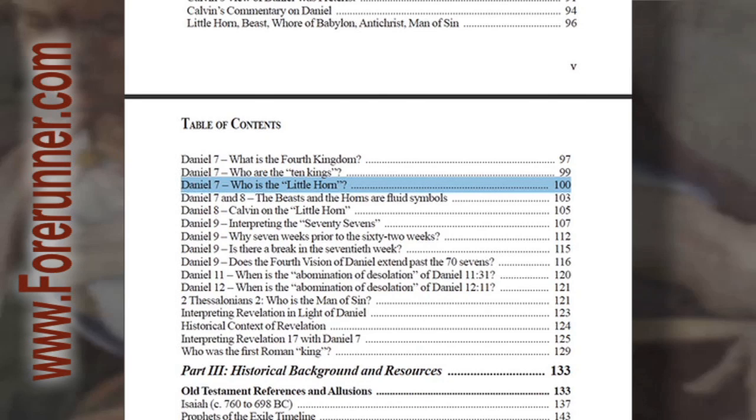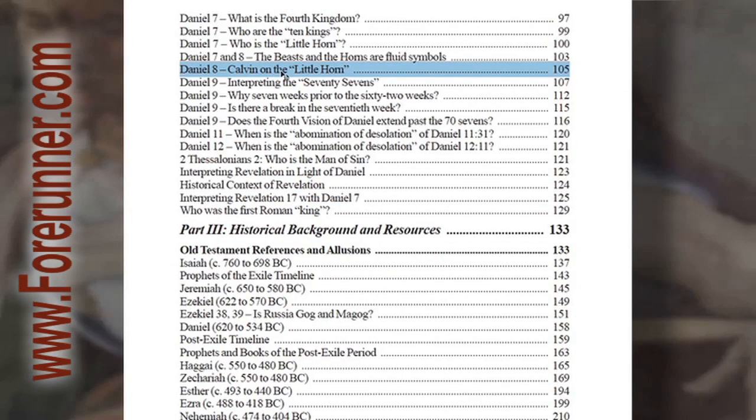And then I describe the reason I hold this view is because the beasts and the horns are fluid symbols throughout the book of Daniel, and also throughout all of prophecy. Beasts can be an individual, but they can also be a kingdom. The same thing with a horn. The horn can be a king, but it can also be a kingdom as well. There's a section on Daniel 8, Calvin on the little horn. Calvin says that the little horn is actually Antiochus Epiphanes. That's a very common view.